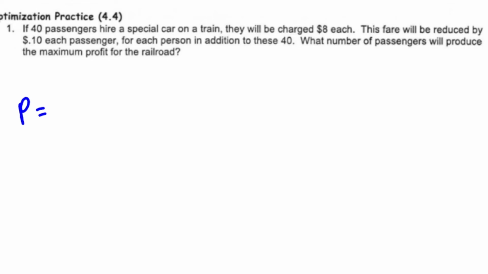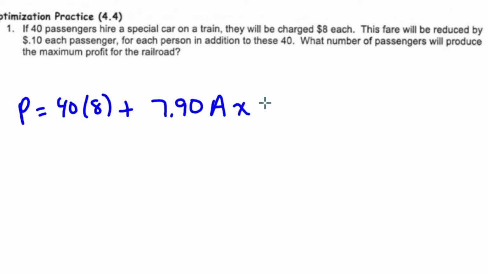I said the profit is going to be equal to, first of all, they know that 40 passengers paid $8 each. So 40 passengers paid $8 each. But then we're going to add to that, each passenger after that is 10 cents less, so $7.90 for each additional passenger. And then that's going to be times the number of passengers, because we have to pay that fee per passenger.